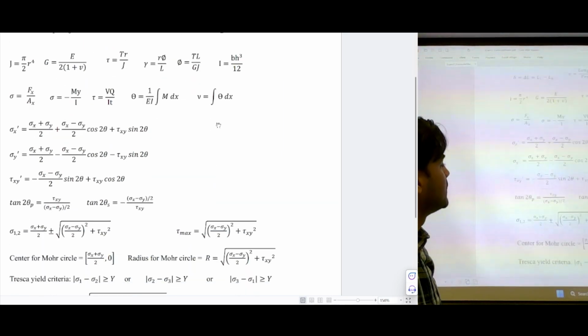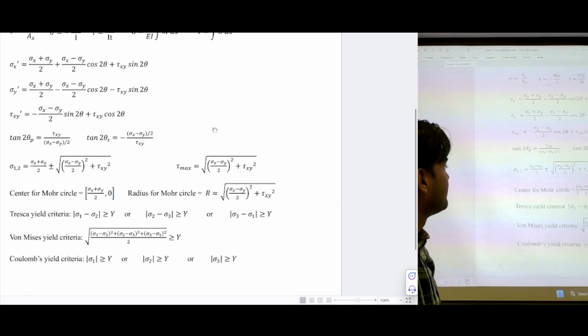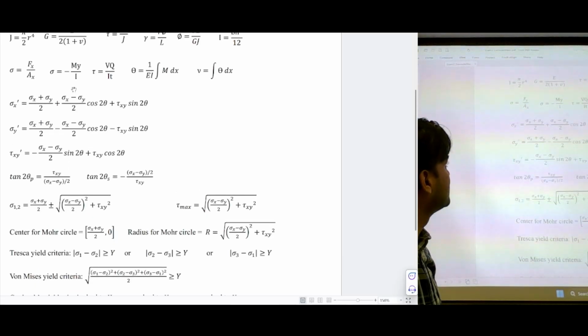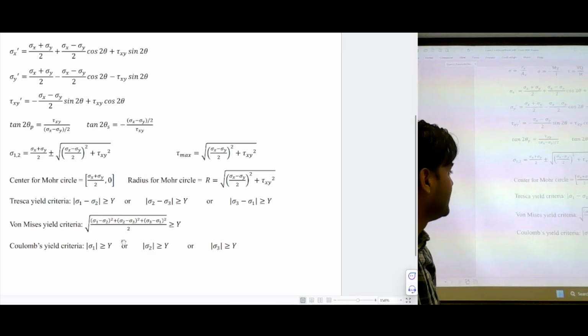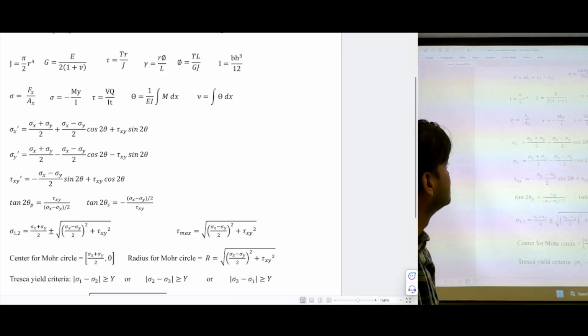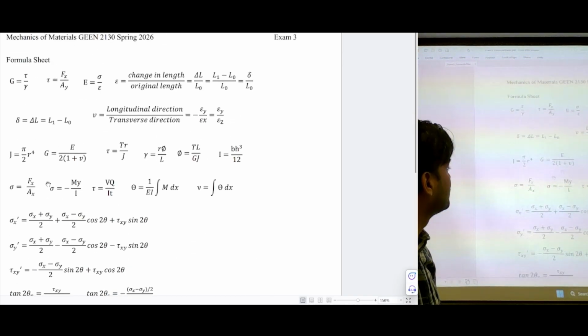The exam. So I will see if I have to add some other formulas or not. But yeah, I've added the formulas for stress transformation, for angles, maximum stresses, if you want to calculate Mohr circle, if you want to do the yield criteria and the Coulomb. And these are the previous formulas to calculate the stresses.